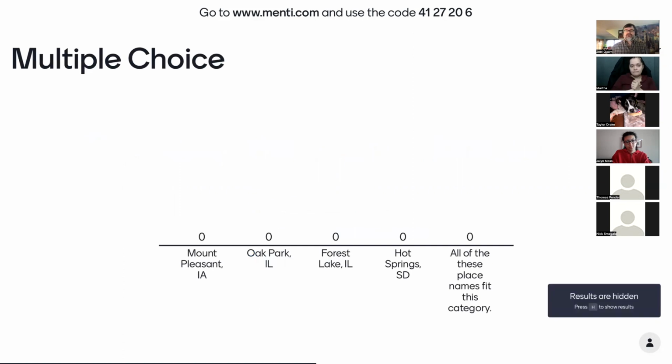So here's your multiple choice question. Which of these answers is best for this category, the descriptive place name?